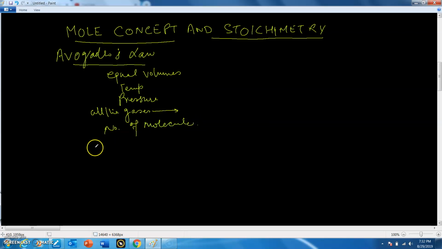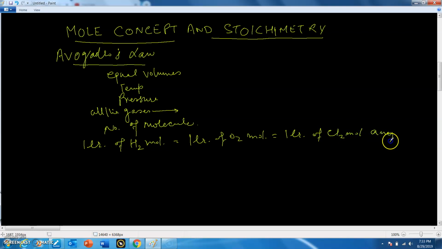So for Avogadro's law, we can write: 1 liter of H2 molecules is equal to 1 liter of oxygen molecules is equal to 1 liter of chlorine molecules and any other gas. We can take any gas. This is the same for all gases.